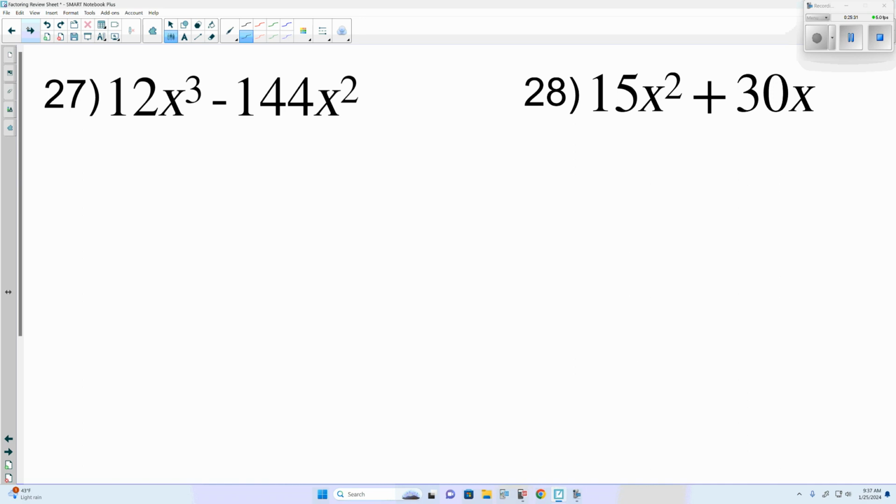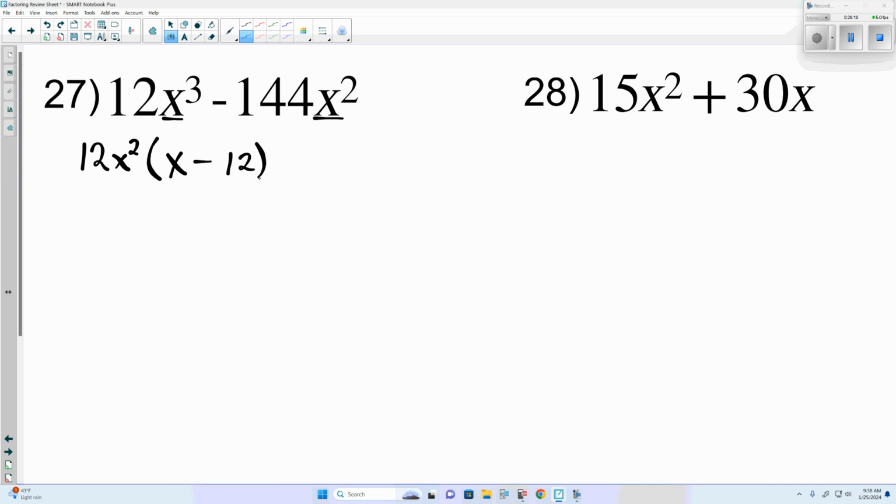Again, as I've been saying the last 2 days, greatest common factor. Look for that first. It's 12, because 12 will go into 12 and 144. We have x cubed and x squared, yes? So we can take an x squared out. If we take 12x squared out of 12x cubed, we're left with x minus. If I factor 12 out of 144, we're left with 12. X squared factors out completely, and we have this here, yes?